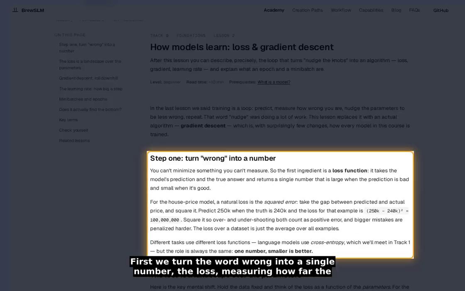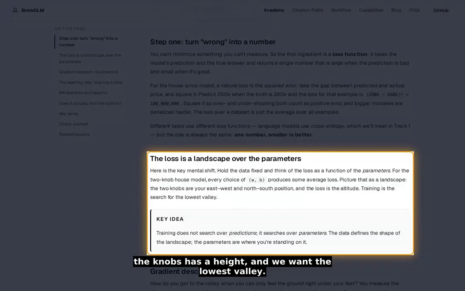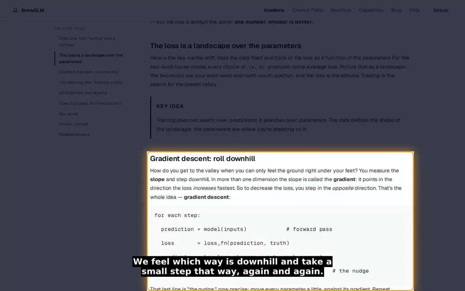Learning. First, we turn the word wrong into a single number, the loss, measuring how far the guess is from the truth. Picture that loss as a landscape stretched over all the parameters. Every setting of the knobs has a height, and we want the lowest valley. Gradient descent is how we get there. We feel which way is downhill and take a small step that way again and again.